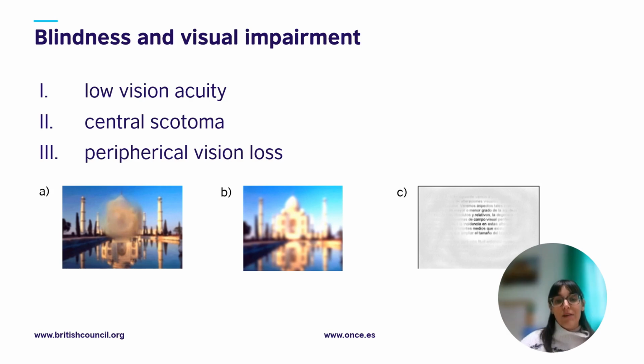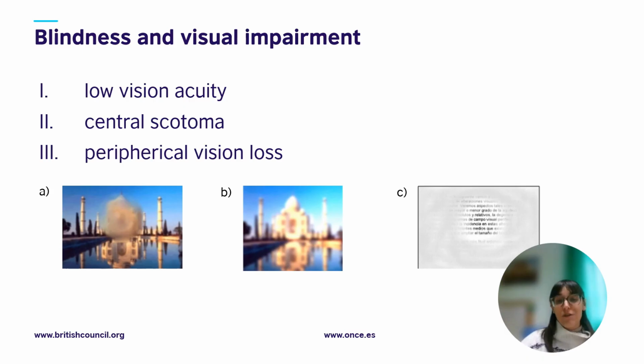These are three very typical visual impairments that we can find in our students, and we've got three different images that show how people who suffer from these different visual disabilities normally see. So can you please try to match the name and the image? I recommend you stop the recording and think, because I'm going to tell you the answer now.